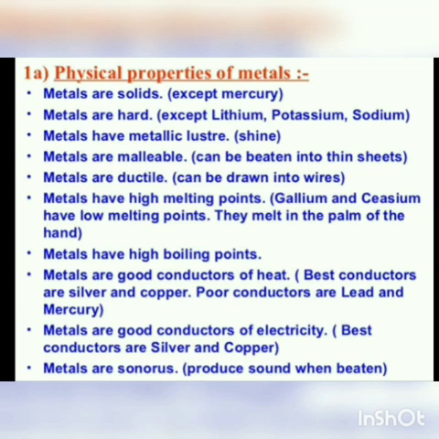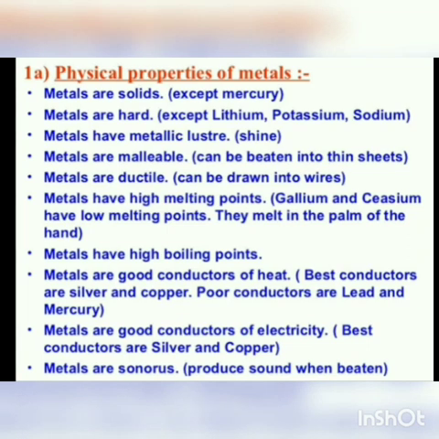Metals have a high melting point. Example: gallium and cesium have a low melting point. They can melt in the palm of the hand. Metals have a high boiling point. Metals are good conductors of heat. Except lead and mercury, metals are good conductors of electricity because they contain mobile electrons. Metals are sonorous.